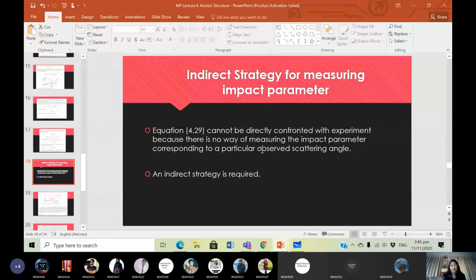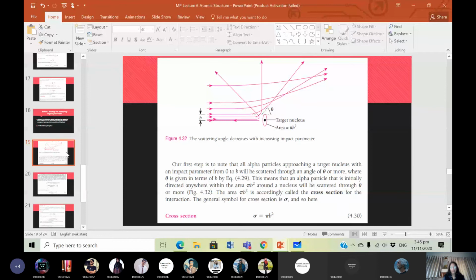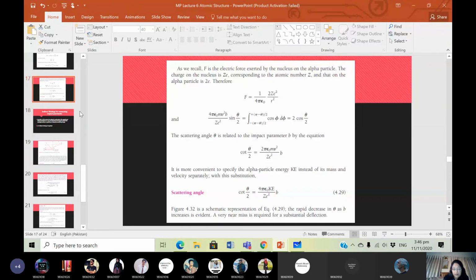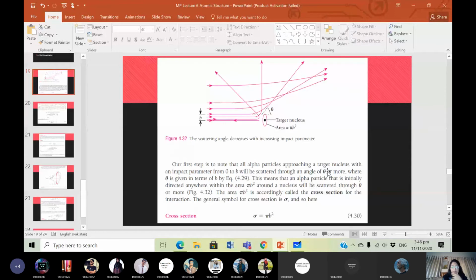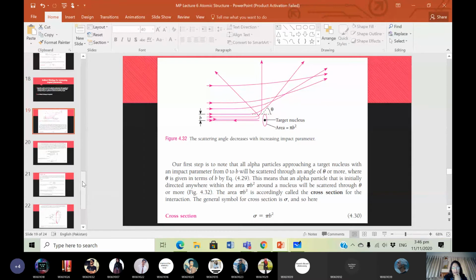So we have to make use of an indirect strategy to find B, ठीक है? To find what the value of B would be. So basically now, where are we? Yeah, ये हमारे पास ये है so far B in terms of theta. And now our first step is to note that all alpha particles approaching a target nucleus with an impact parameter 0 to B will be scattered through an angle theta or more, where theta is given in terms of B by equation 4.29. Yes, so B is given by equation 4.29. ये हमने already derived कर लिया है, ठीक है?